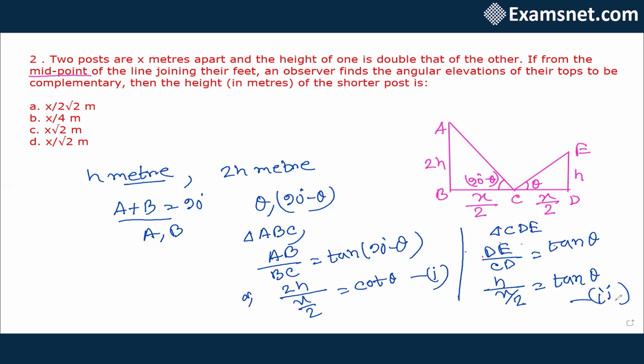Okay, so from these two equations 1 and 2, we also know that tan theta is the reciprocal of cot theta. Correct? That means from equation number 2, we can write x by 2 by h equals cot theta, the reciprocal of tan theta. Correct?